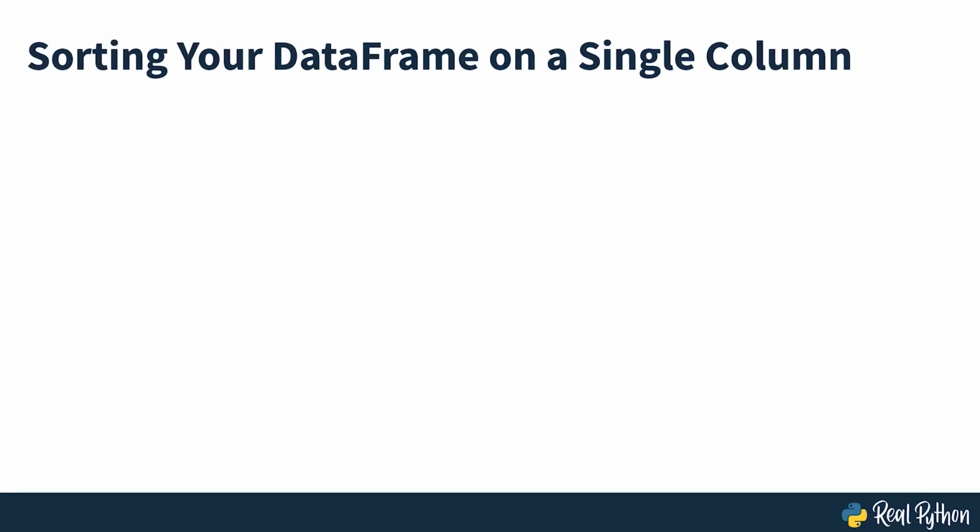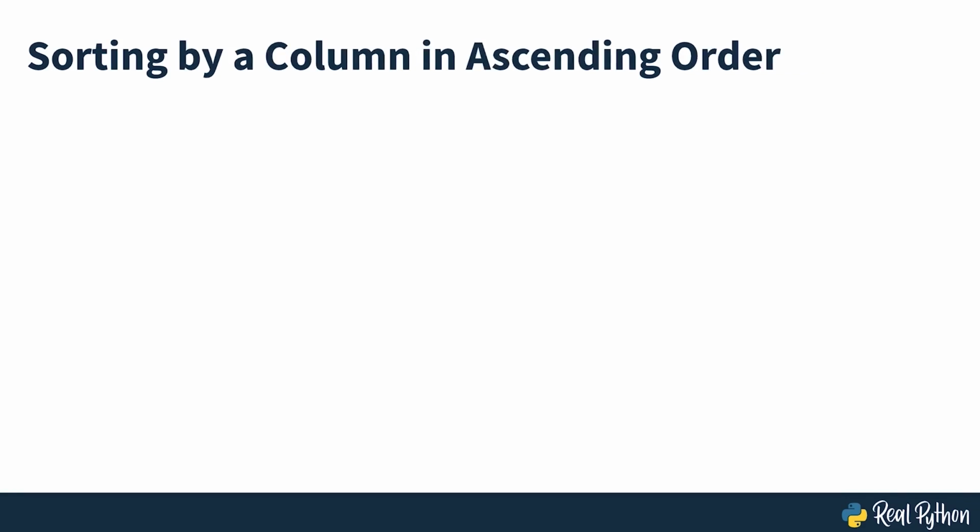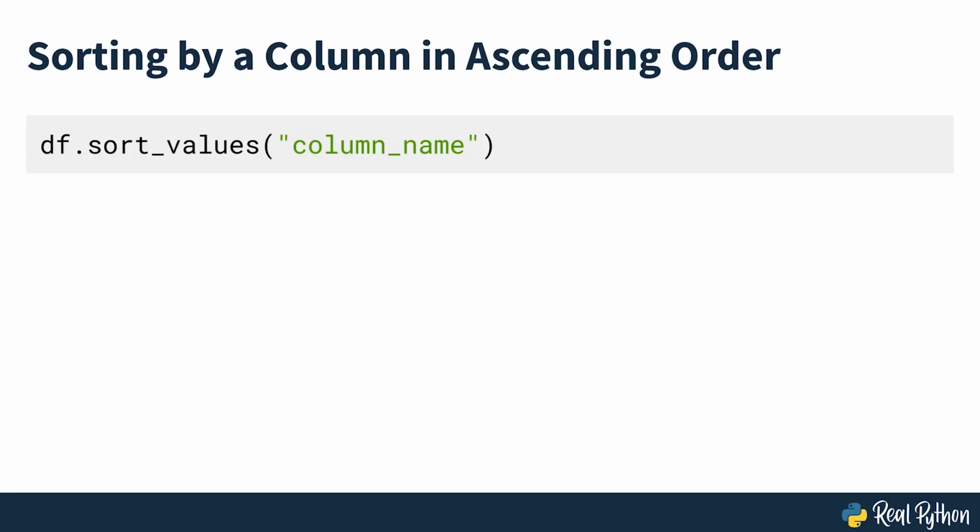To sort the data frame based on the values in a single column, you'll use sort values. By default, this will return a new data frame sorted in ascending order. It doesn't modify the original data frame. To use sort values, you pass a single argument to the method containing the name of the column you want to sort by.